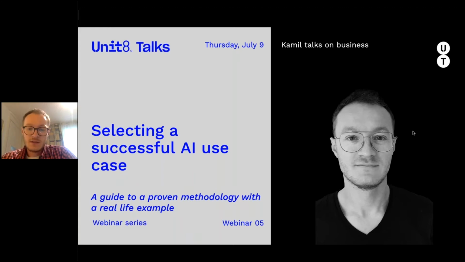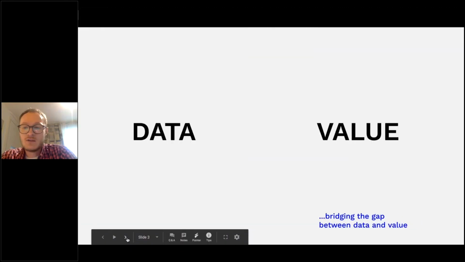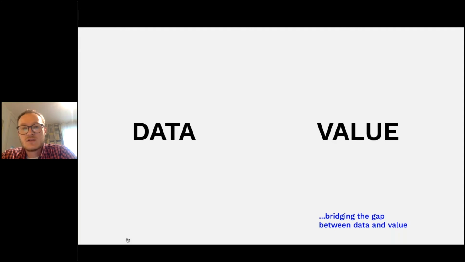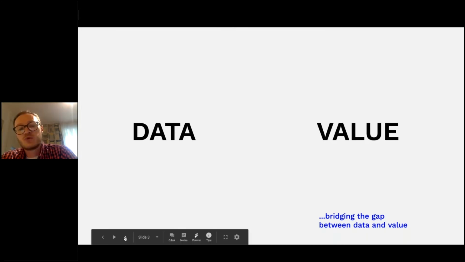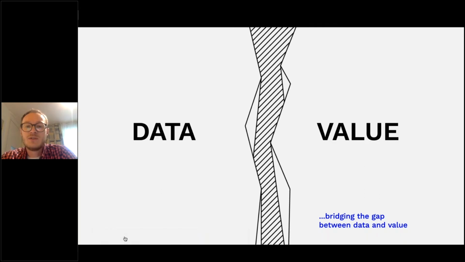So let's get started. For those of you who are new to Unit8, just a very quick forward. Unit8 is a Swiss data science AI solution provider, which intends to actually help the companies bridge the gap between the data and the business value coming out of the data. And we've been focusing predominantly on the non-digital native industries, as we believe that there's a massive potential, and those are the companies which are driving the GDP growth here in Europe.